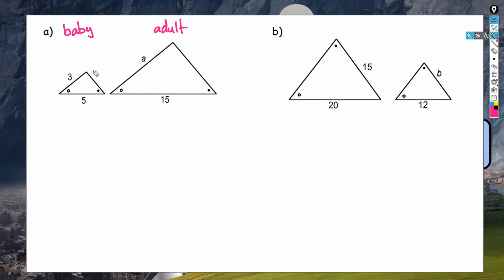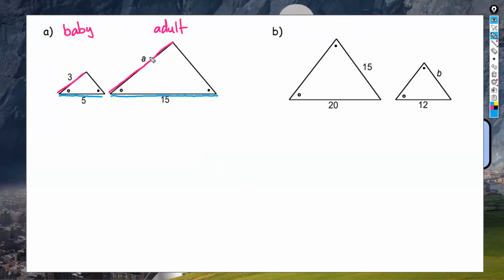Which sides are similar? Well, I'll use colors for this. Do we all agree that this side and this side are similar, meaning that they correspond? This is like the baby's right arm, and when it grew up, this was the adult's right arm. So these two correspond to each other. 3 grew up to be 8. And I think everyone from just looking at this diagram could see that the 5 grew up and became what? 15. They want you to find the value of A.